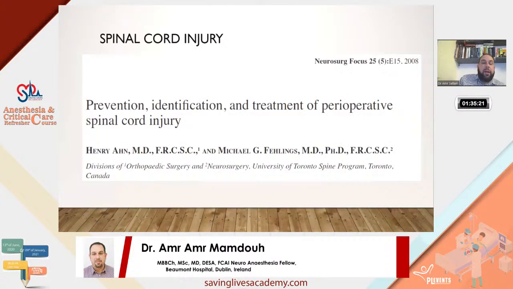And at the University of Toronto, they developed and published this in 2008, and this is talking about perioperative spinal cord injury.